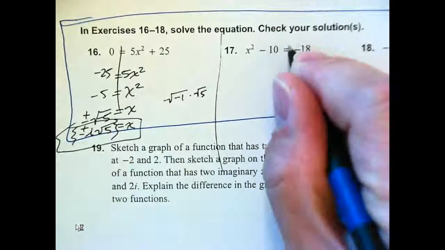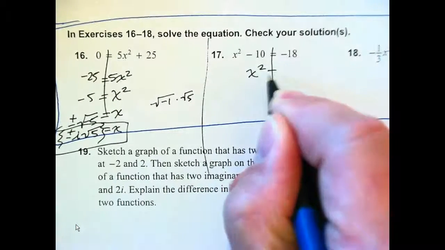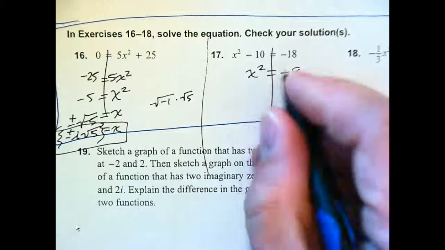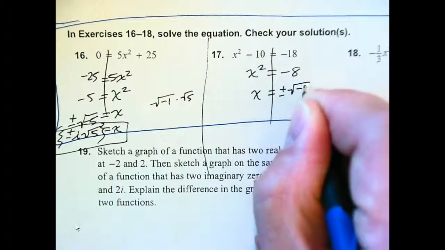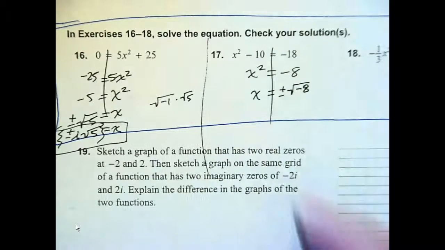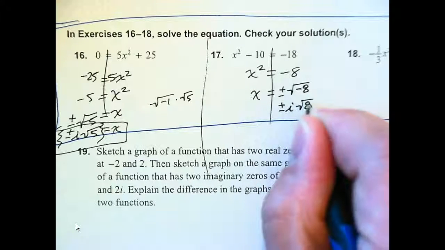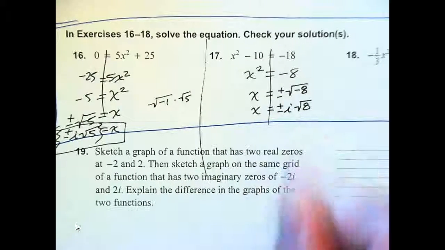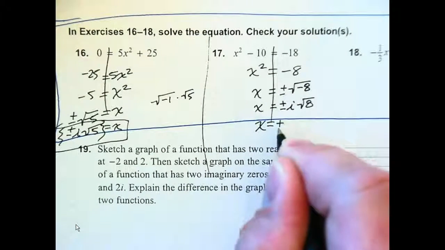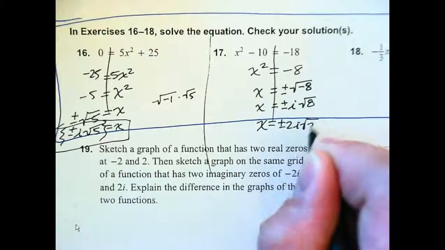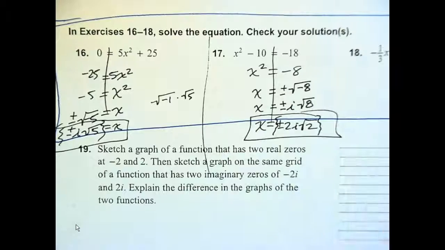Number 17, same thing. Going to add 10. So we get x squared equals negative 8. I'm going to take the root. So that means I'm going to have plus minus root 8, or root negative 8, excuse me. When I pull out that negative sign, it becomes an i root 8. And then I have to simplify root 8 to become 2 root 2. So x equals plus minus 2i root 2. I think that's pretty neato. We got our cool squiggly brackety things.